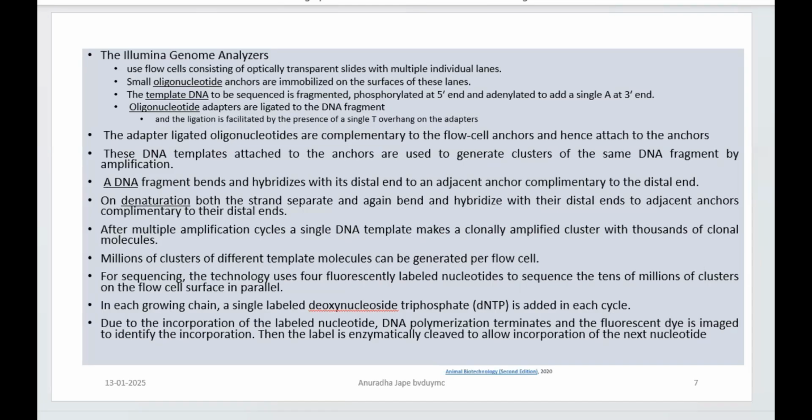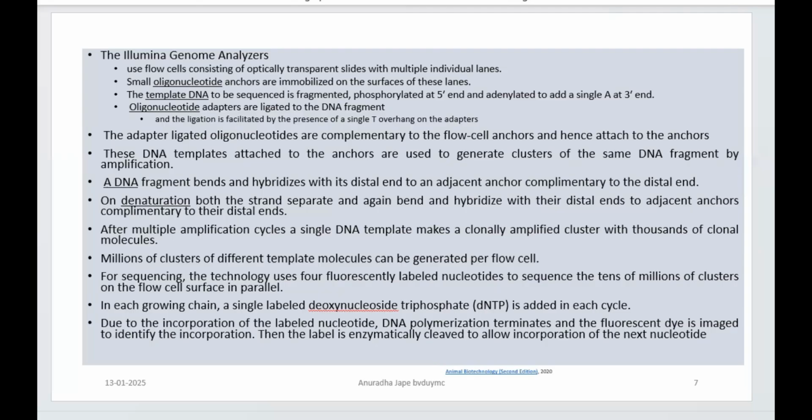Now, second, small oligonucleotide anchors are immobilized. So you have to have some hooks which will hold the DNA fragment onto the slide, right? So you are going to immobilize small oligonucleotides which are going to act as anchors. Like you have primers which initiate the extension of DNA in the DNA synthesis method, right? So similarly, you have certain adapter sequences, right? You have studied it earlier. So small oligonucleotide sequences are immobilized on the surface of these lanes, and they are going to act as anchors.